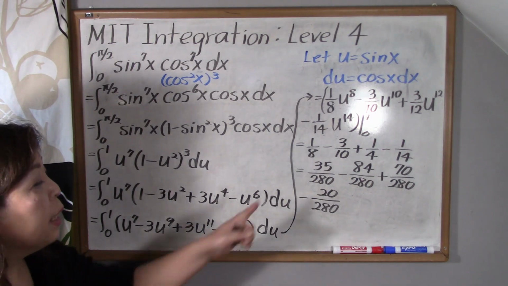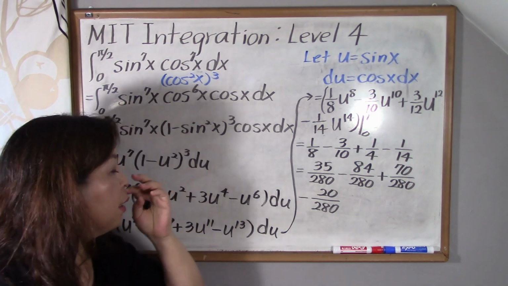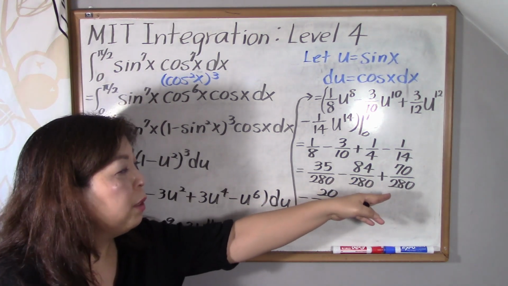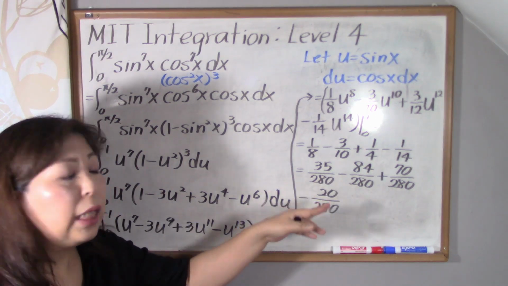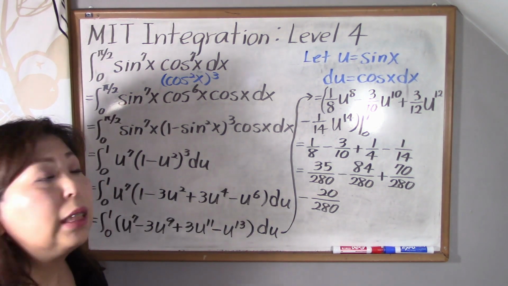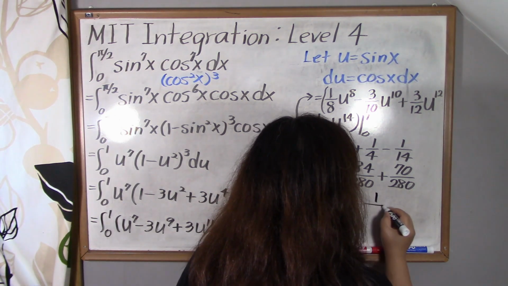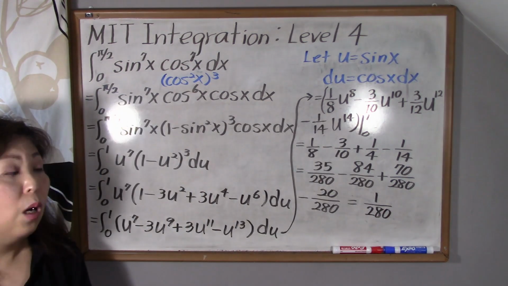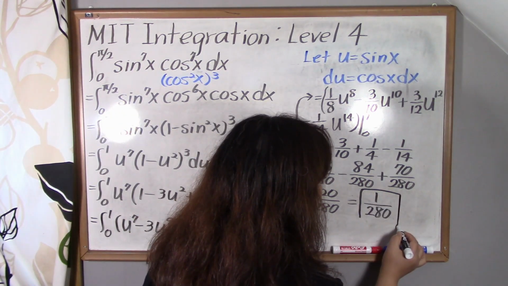20, right? So 35 plus 70, we're going to add and subtract the numerators because the denominator is the same, right? So 35 plus 70, 105. And negative 84 minus 20, negative 104. So 105 minus 104, that is 1. So the answer is 1 over 280. Okay? This is the answer.